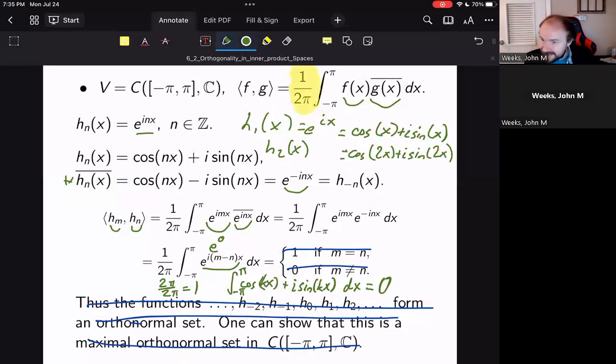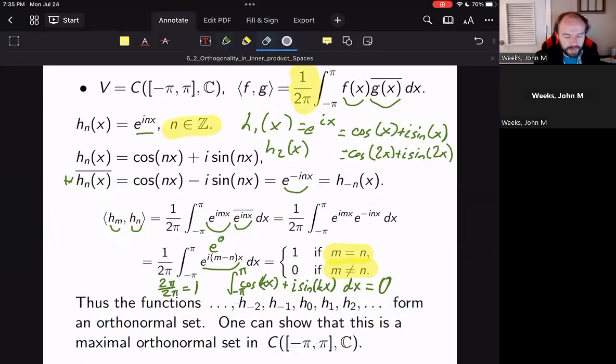And since that's the case, we know that this is all going to evaluate to be 0 anytime that m is not equal to n. When m is equal to n, we're in the e to the 0 case, and we know that that evaluates to be 1. Hence, these functions, h0, h1, h2, and in fact, all the ones with negative values too for n, all end up forming an orthonormal set. So these form an orthonormal set inside of this space.